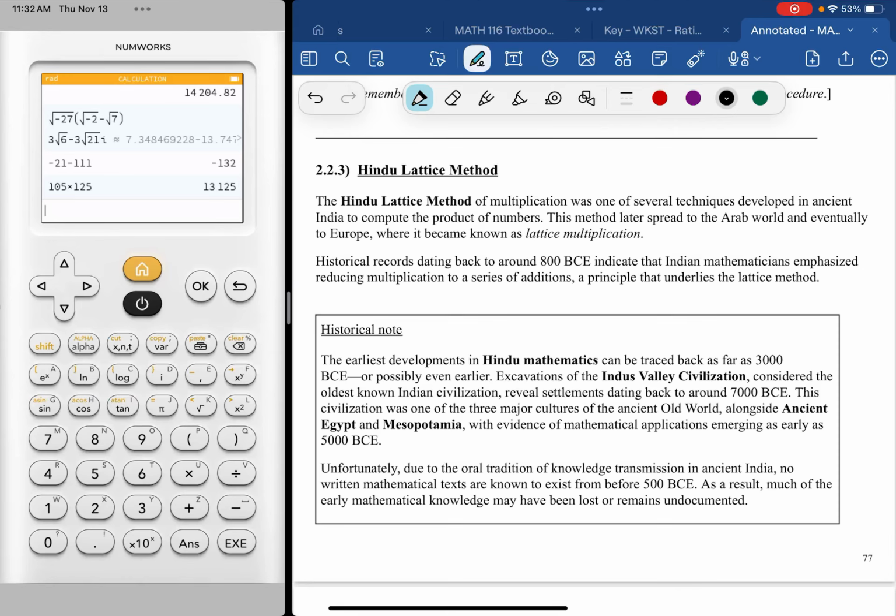Right, in 2.2.3, we have the Hindu lattice method. The lattice method of multiplication was one of several techniques developed in ancient India to compute the product of numbers. The method later spread to the Arab world and eventually to Europe, where it became known as lattice multiplication.